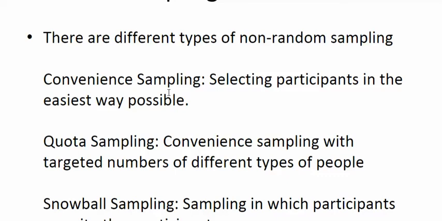That's quota sampling. Or let's now imagine that a research methods student wants to get a sample, and the student knows that he or she wants to get 5 males and 5 females. So the researcher just goes to the student union and walks up to the first 5 males that he or she sees and walks up to the first 5 females.